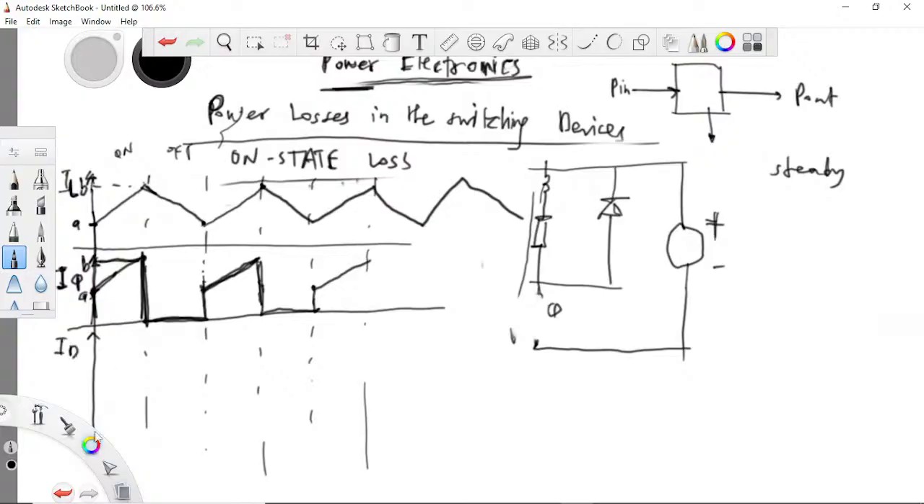Now let's see what happens to the diode current. In the on state, the diode is non-conducting, it's reverse biased, with current at 0 amps. Now, in the off state, when the switch goes off, the inductor starts supplying current through the diode. So the diode now picks the waveform of the inductor. So it jumps up, right? And then follows the waveform of the inductor.